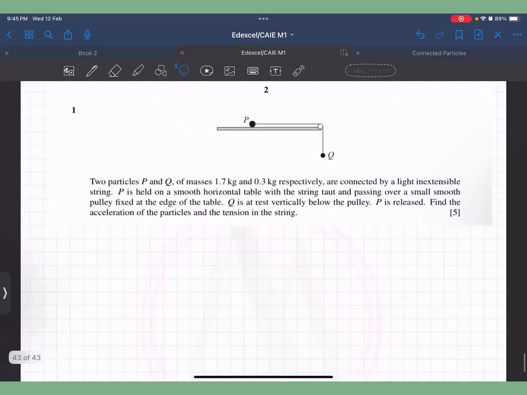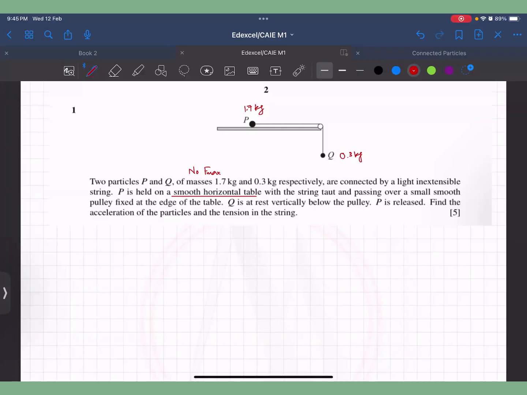Okay, so two particles, P and Q, of masses 1.7 kg and 0.3 kg, are connected by a light inextensible string. P is held on a smooth horizontal table. Smooth means no friction, so no F max. With the string taut, passing over a small, smooth, fixed pulley at the edge, Q is at rest vertically below. P is released. Find the acceleration of the particles and the tension in the string.